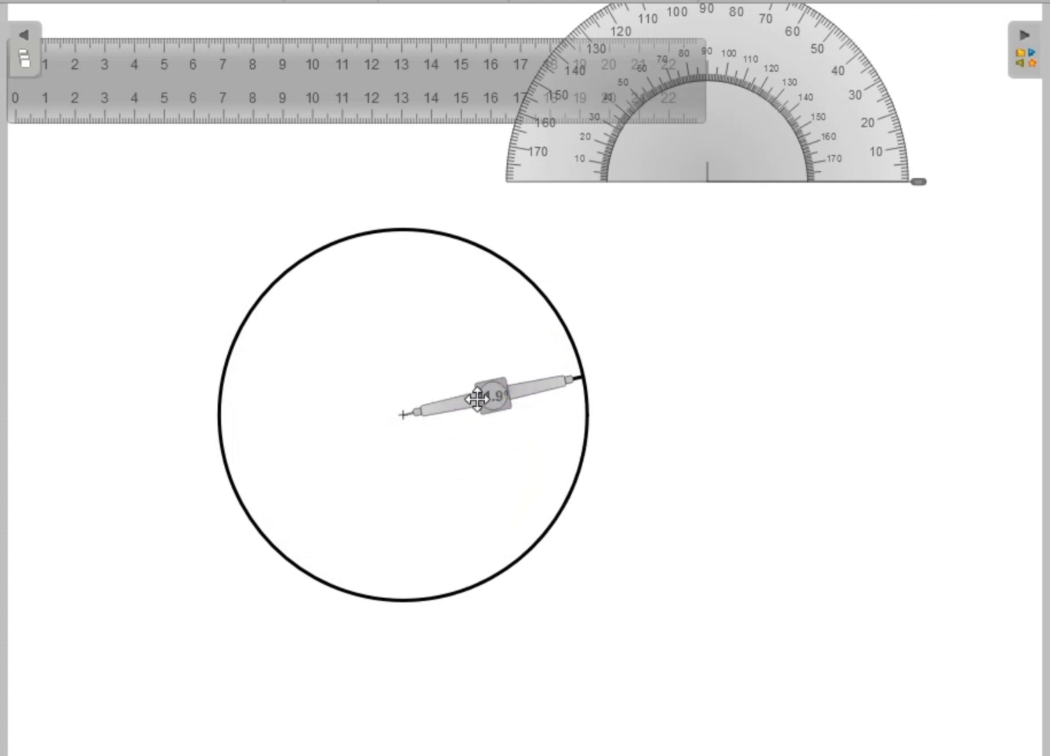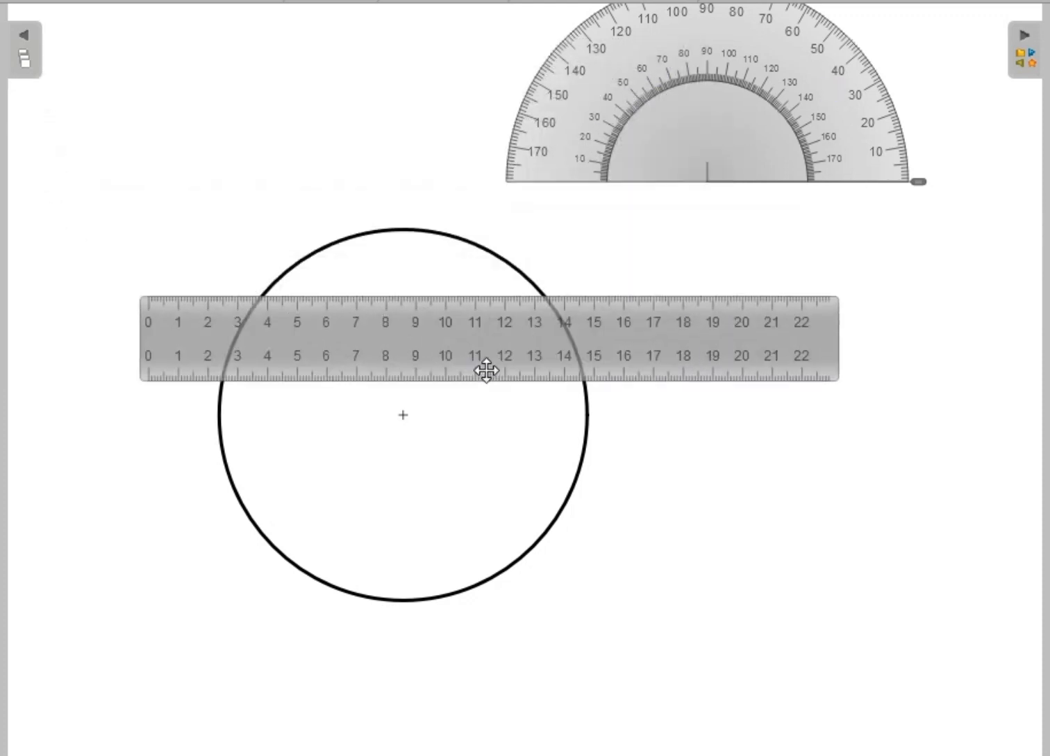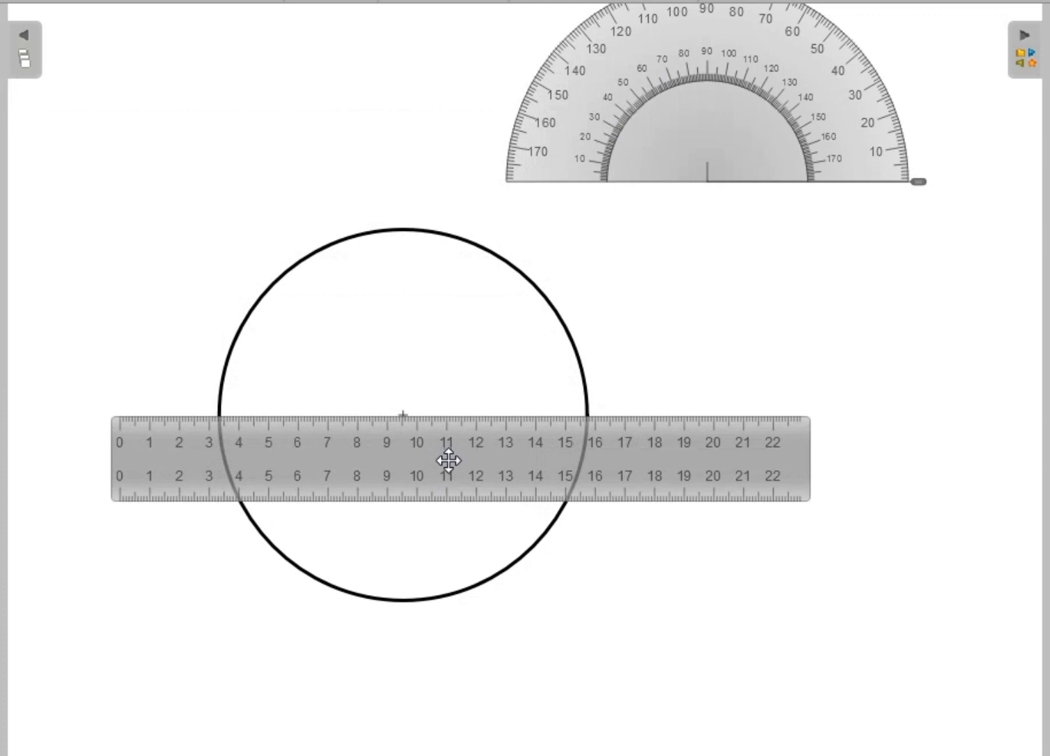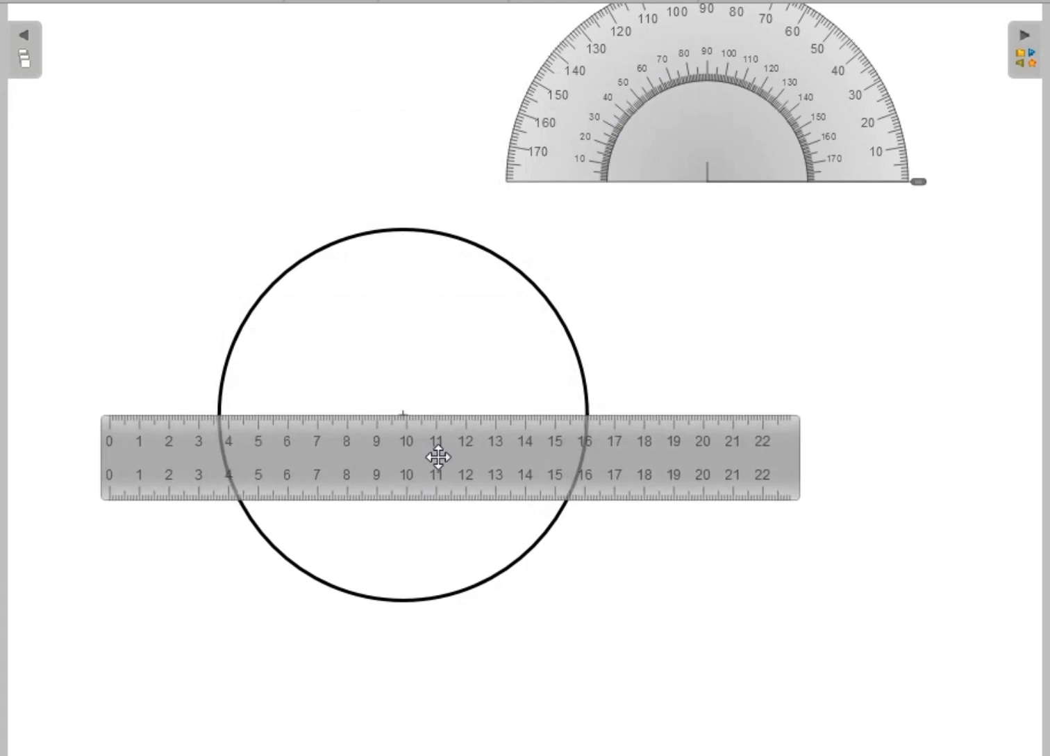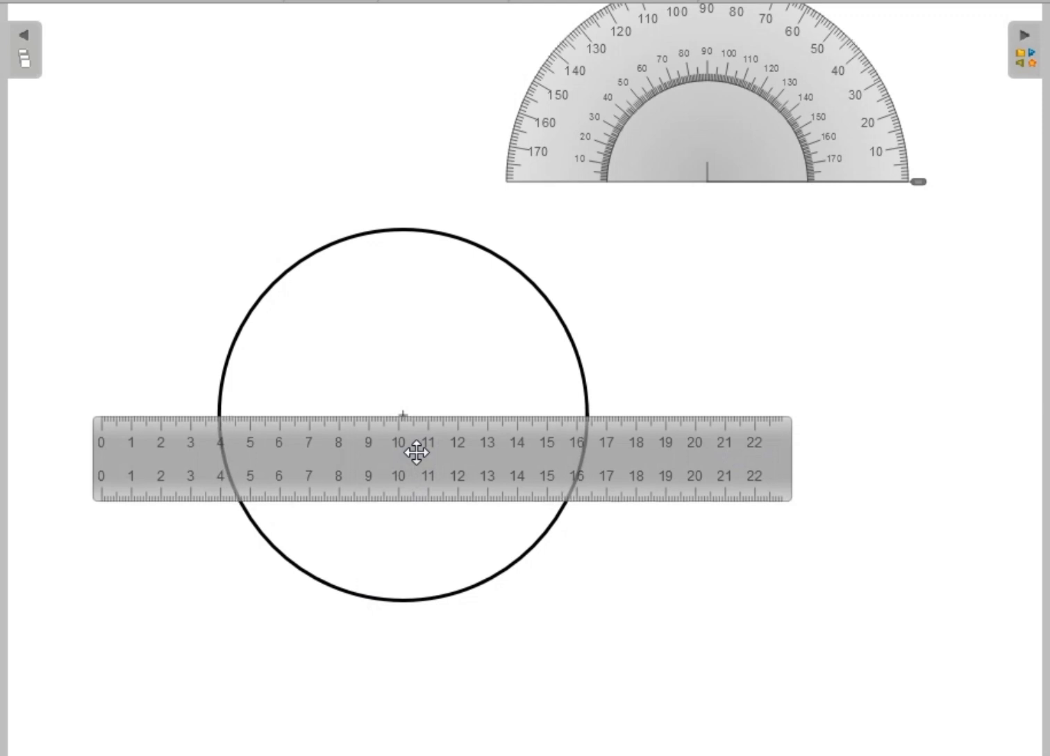After you've done that, you take that away. I don't think we need it again, so let's cancel this. Now we use our ruler and draw a straight line that cuts across the center, like this.